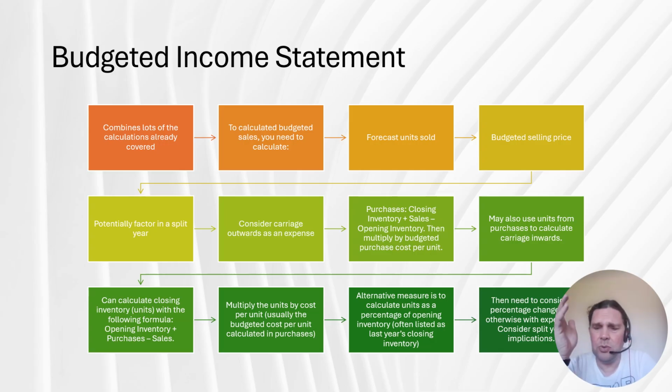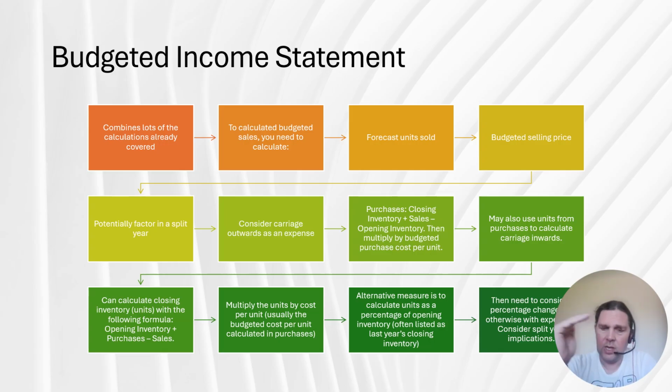So this links into production budgets. Once we've got that purchase figure, we're going to multiply it by that budgeted purchase cost per unit. Now, the purchase cost per unit you might need to calculate from last year. So again, you look at last year's purchases divided by units, and there might be a percentage increase or decrease. So be methodical, step by step.